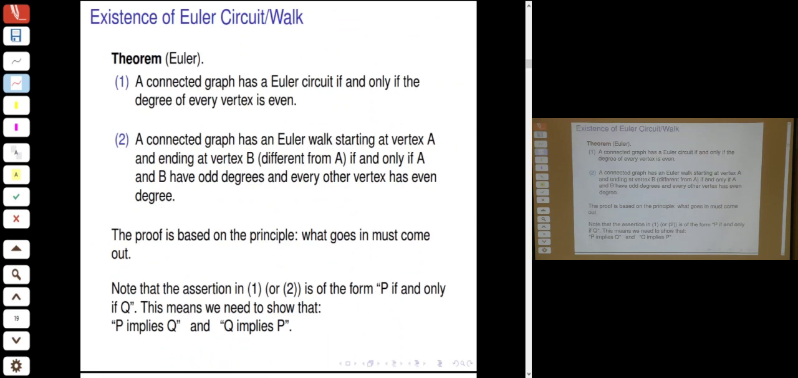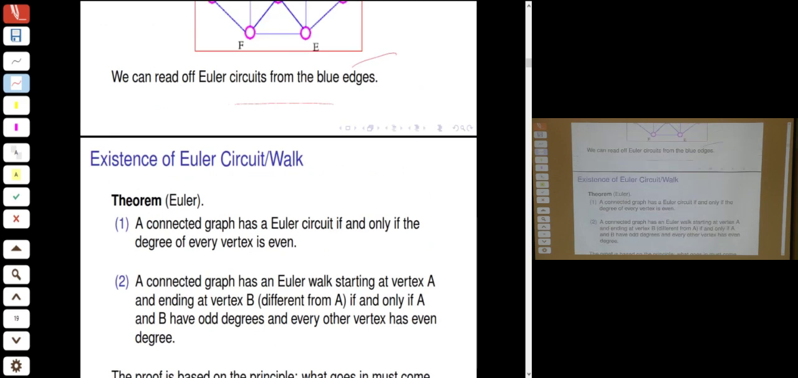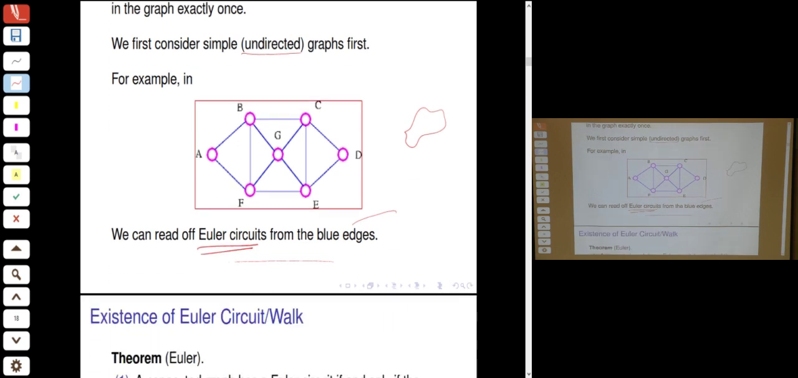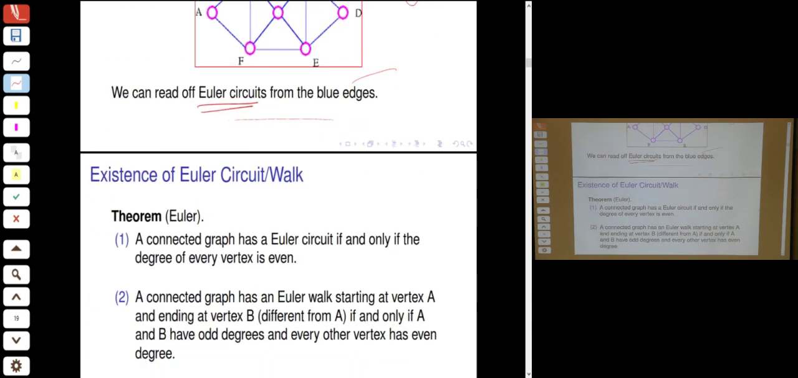But before stating a result about the existence of Euler walks, we also need to define Euler circuits. So Euler circuits are essentially when you have an Euler walk and you start and end at the same point. Okay, so it's a closed Euler walk.